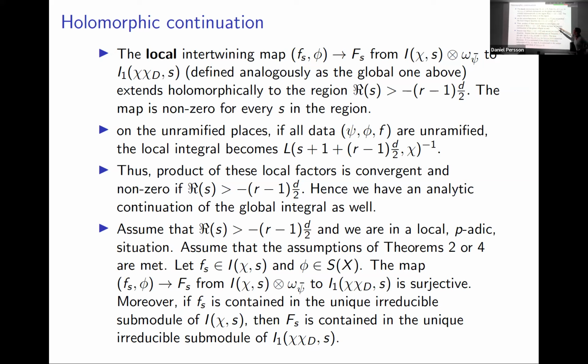And when you plug in all the data to be unramified, f and phi and everything, you really get just this simple L-function. Nothing more. So this is local. The product of these local factors is convergent and non-zero on this half plane. So we have an analytic continuation of this global integral also as a product of these.